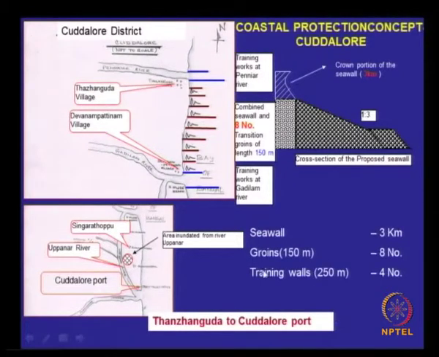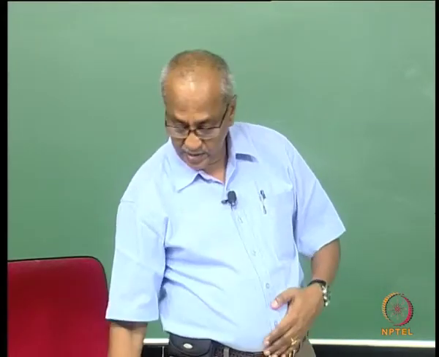Like this we have done several stretches along the coast. We have identified where exactly you need to go in for a seawall, where you need to go in for training walls or groins, etc., and what the priorities were. This is a major report that has been prepared.